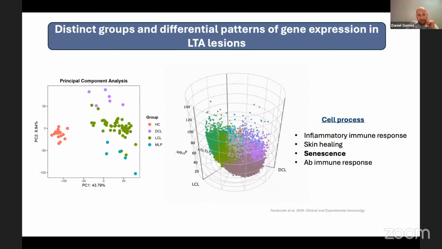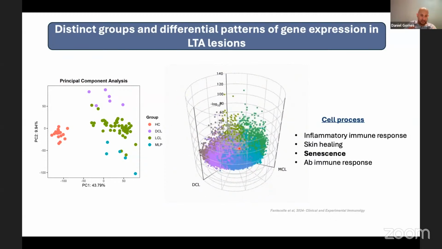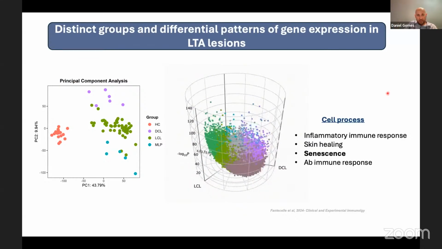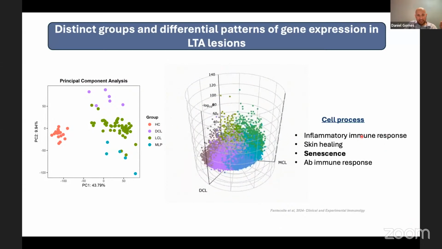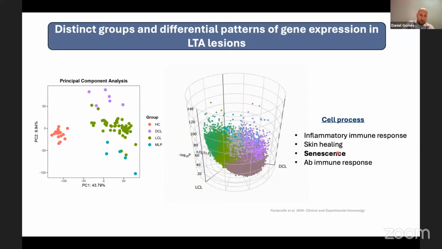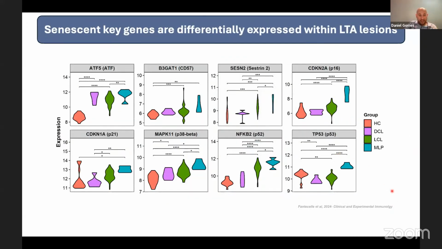So you can see here the gene expression pattern. They shared some genes, but we can also see genes that are only expressed in each clinical form. And these genes were strongly linked with inflammatory immune response and skin healing, but I would also like to highlight the senescent genes. When we analyzed the expression of senescent genes, the same genes that we did in cutaneous leishmaniasis, we could see a differentiation pattern in terms of expression, especially comparing healthy skin, diffuse skin, and the other inflammatory clinical forms represented by mucosal and localized ones.